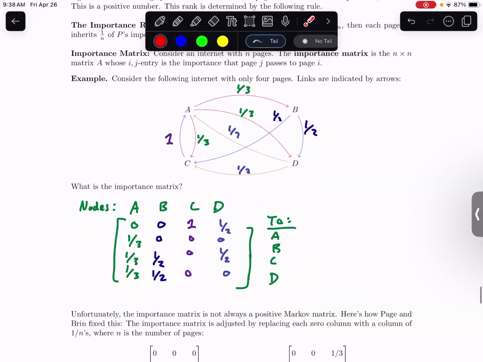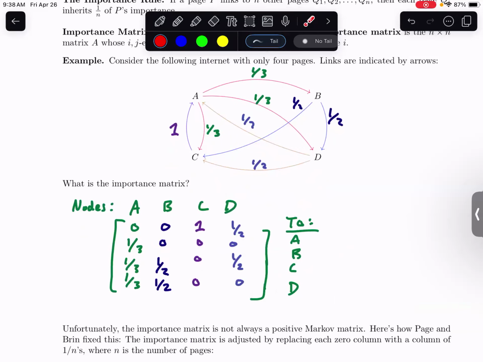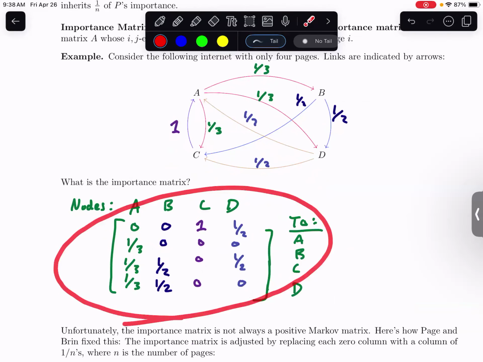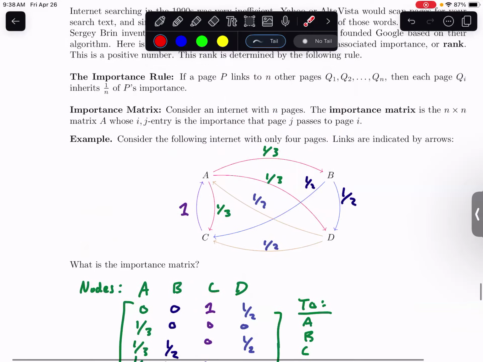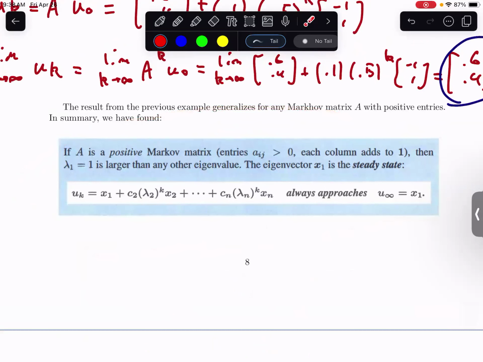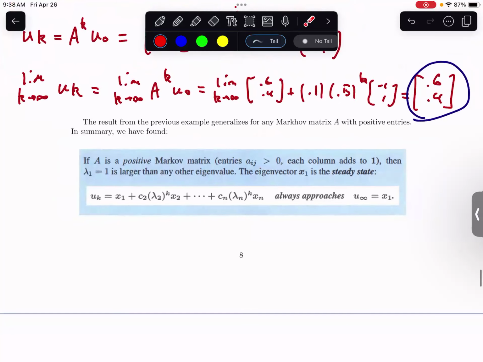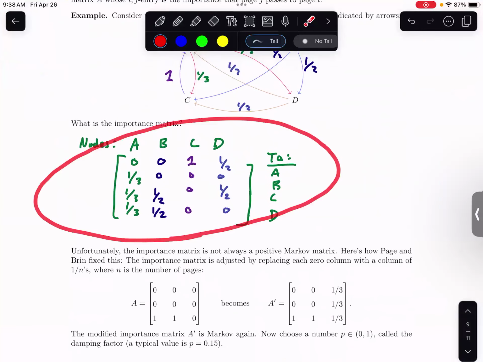Okay, any questions about finding the importance matrix? Okay, so hopefully that's pretty clear. What's unfortunate about the importance matrix is if you look at the matrix, there's plenty of entries that are not positive. And for this theorem from the previous page to work, it only applies when we have that A is a positive Markov matrix. So each of the entries have to be strictly greater than 0. So this theorem doesn't apply to this importance matrix. So we have to do a workaround on this thing.